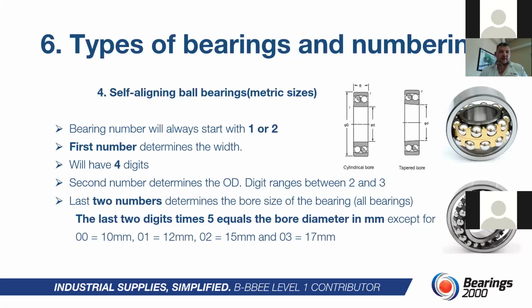Having a look at the fourth of the ball bearings that we're covering today, the self-aligning ball bearing. Again, we're only covering the metric sizes. So the number will start with a 1 or a 2, and that first number determines the width of the bearing. It'll have 4 digits. Again, the second number will determine the outside diameter of the bearing, and the last 2 numbers will determine the bore size of the bearing.